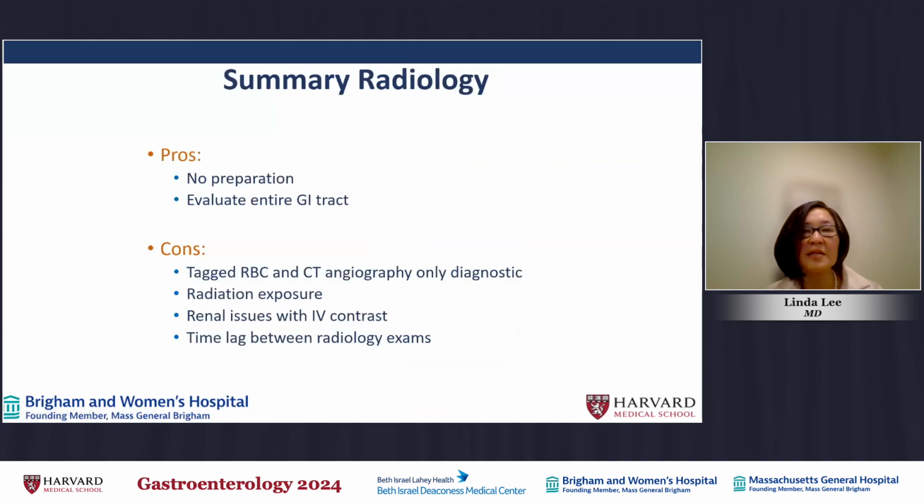So the nice thing about radiology is that the patients don't need to take any preparation, and you can certainly evaluate the entire GI tract. However, the issue with tagged RBC scan and CT angiography is that they're only diagnostic. And of course, there are issues with radiation exposure. Patients with renal issues or IV dye allergy cannot be administered IV contrast, of course. And then the problem with time lag between radiology exams: if the CT angiogram is positive, but it takes several hours to get to the angio suite, by that time the bleeding most likely has stopped.